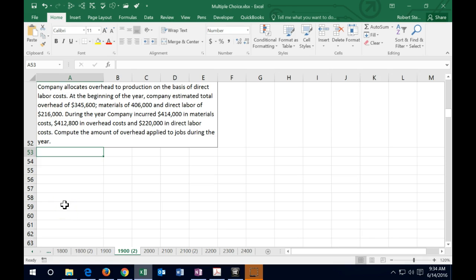Hello, in this lecture we're going to work some smaller test type problems that could be small enough to fit into a multiple choice type format.